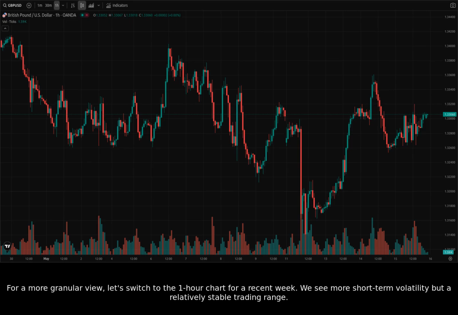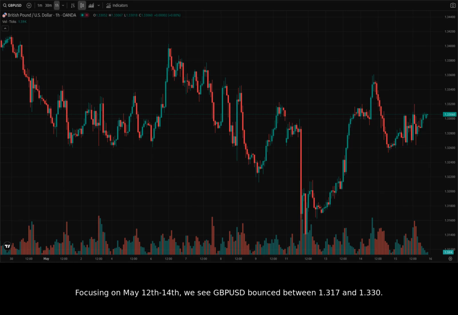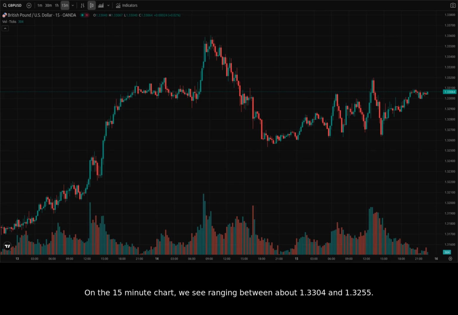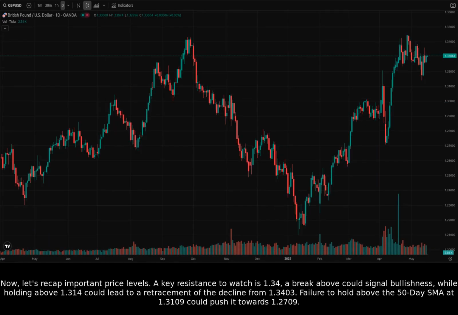For a more granular view, let's switch to the one-hour chart for a recent week. We see more short-term volatility, but a relatively stable trading range. Focusing on May 12th to 14th, we see GBPUSD bounced between 1.317 and 1.330. On the 15-minute chart, we see ranging between about 1.3304 and 1.3255.